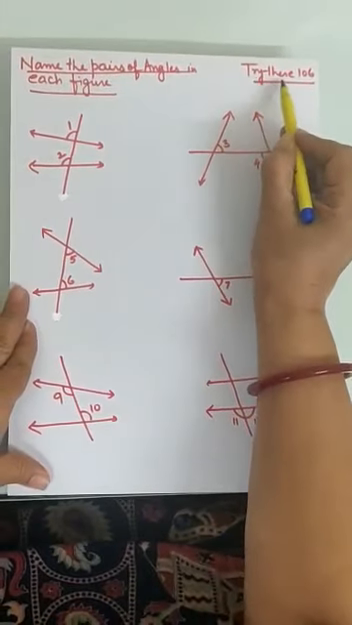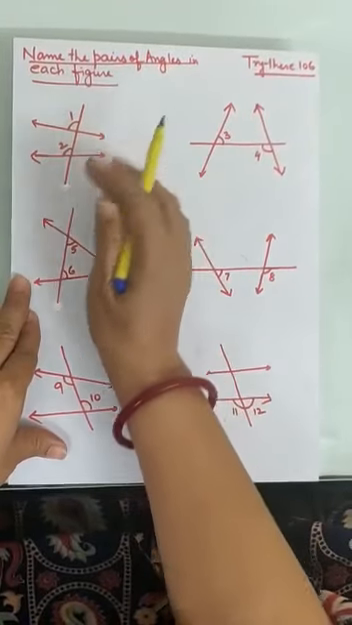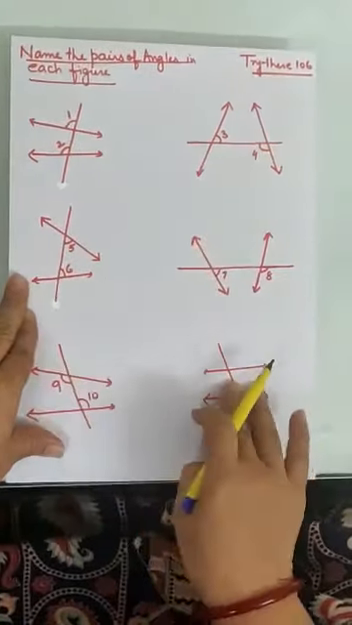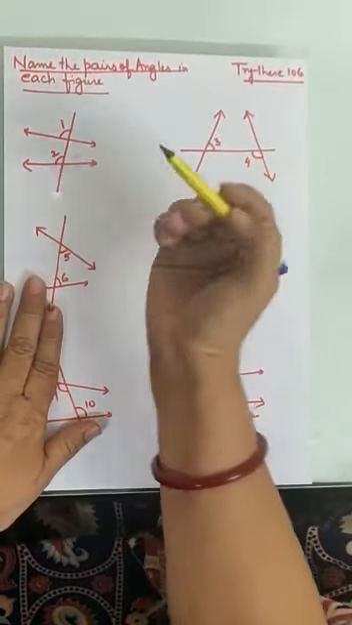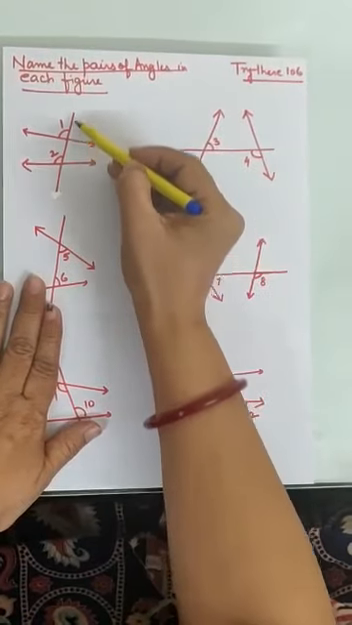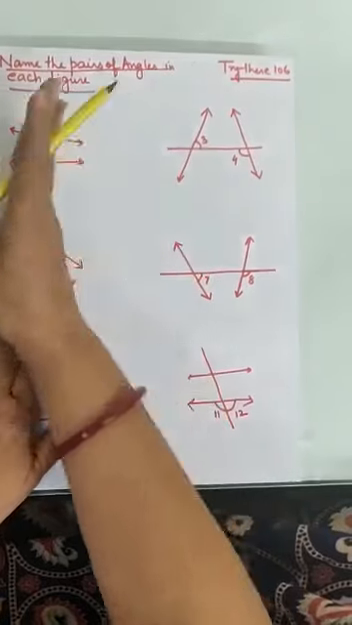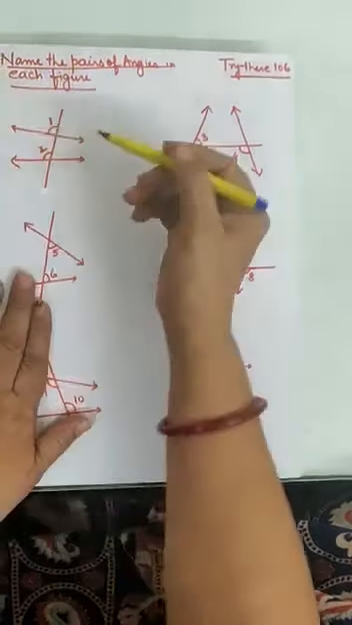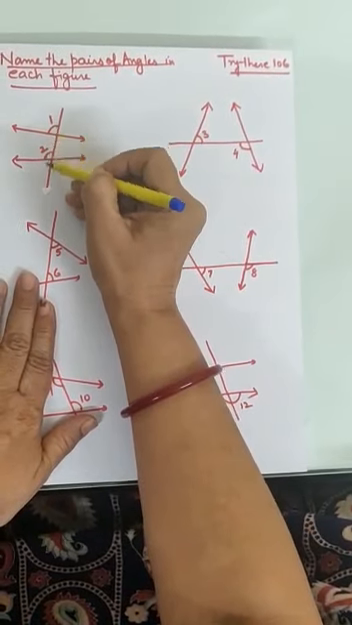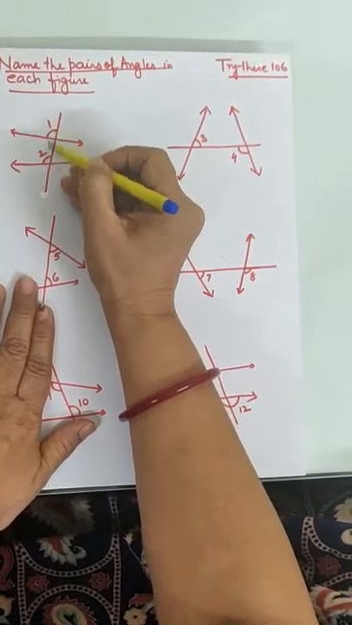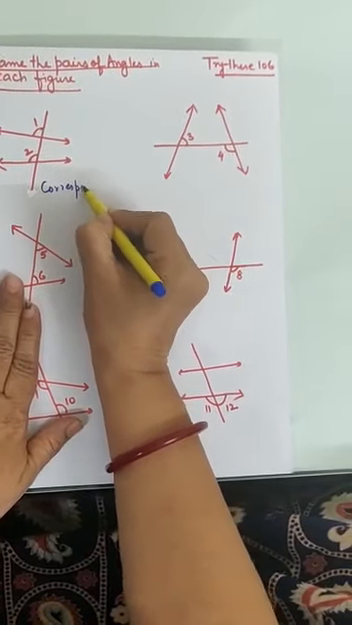Now let us try these on page 106. Name the pairs of angles in each figure. These figures I have already drawn. Now let us name the pairs of angles in this. Now the first one. These are the two parallel lines. They are cut by the transversal. Now you see angle 1 and angle 2. They are on the same side of the transversal. This one is an exterior angle. This is an interior angle. And their sum is not 180 degree. So they are corresponding angles.